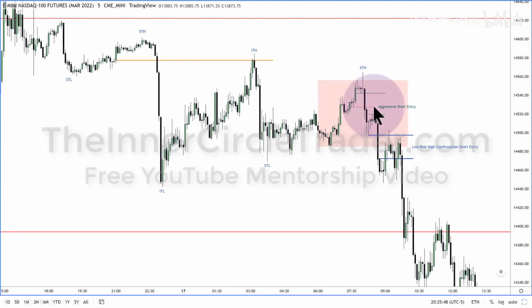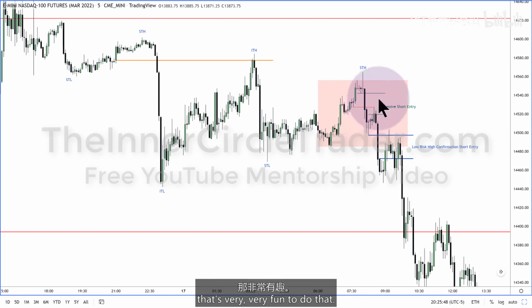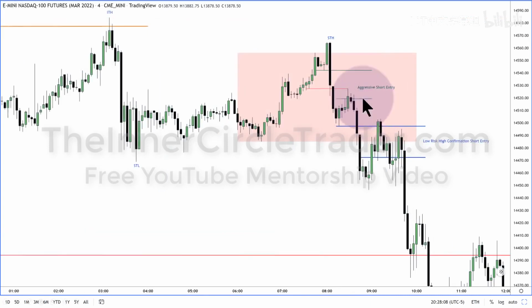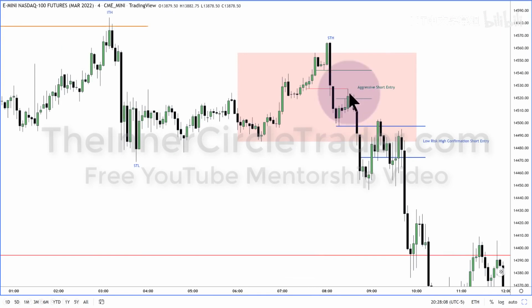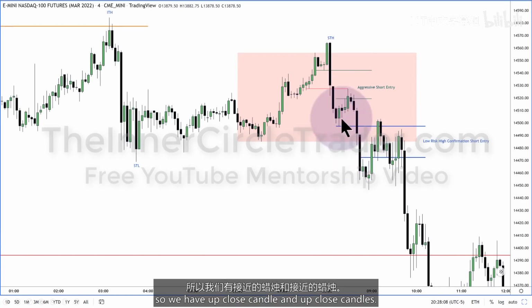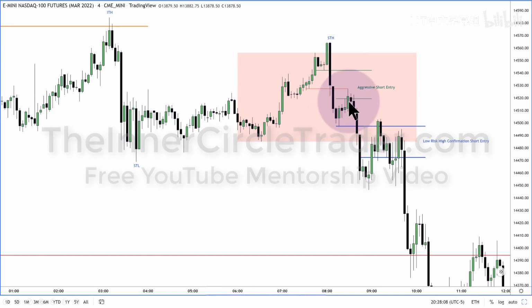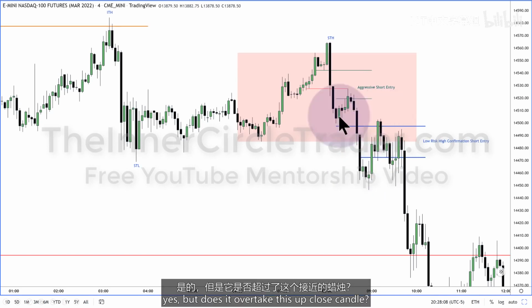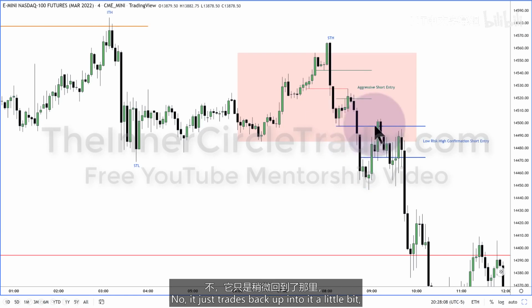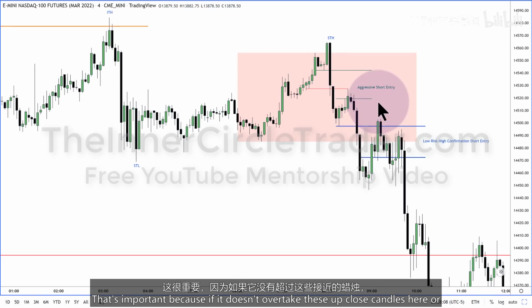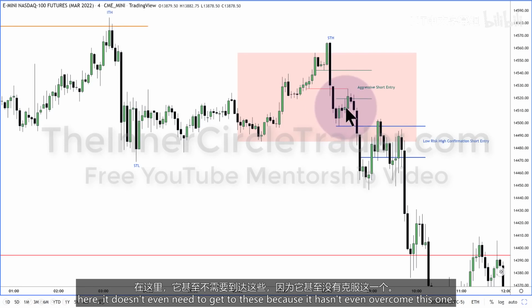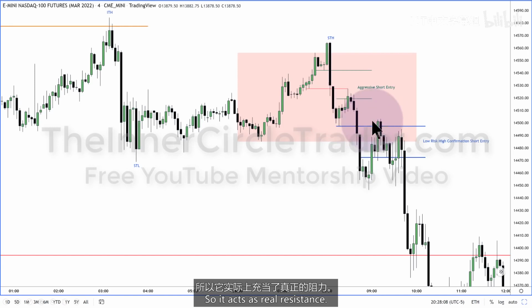It's aggressive, but if you know what you're looking for, that's very, very fun to do. On the 4-minute chart, there's that same return back to that 5-minute bearish order block. Watch what happens. Market breaks lower, so we have up close candle and up close candles. The market trades higher, yes, but does it overtake this up close candle? No, it just trades back up into it a little bit, but doesn't go above it. That's important, because if it doesn't overtake these up close candles here or here, it doesn't even need to get to these because it hasn't even overcome this one. So it acts as real resistance. That's institutional order flow.